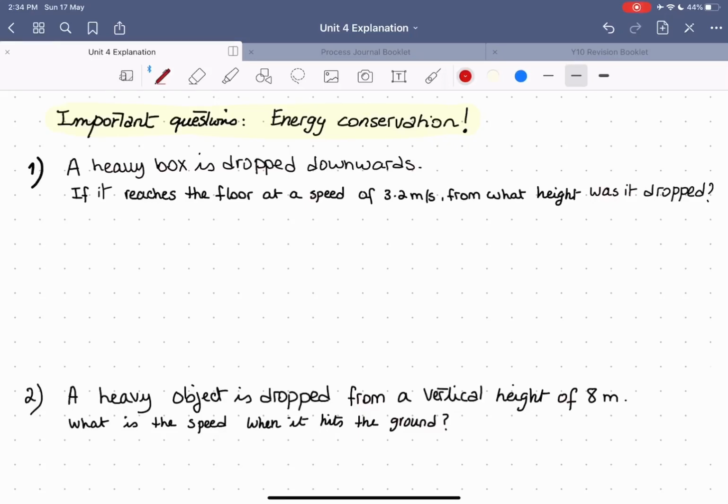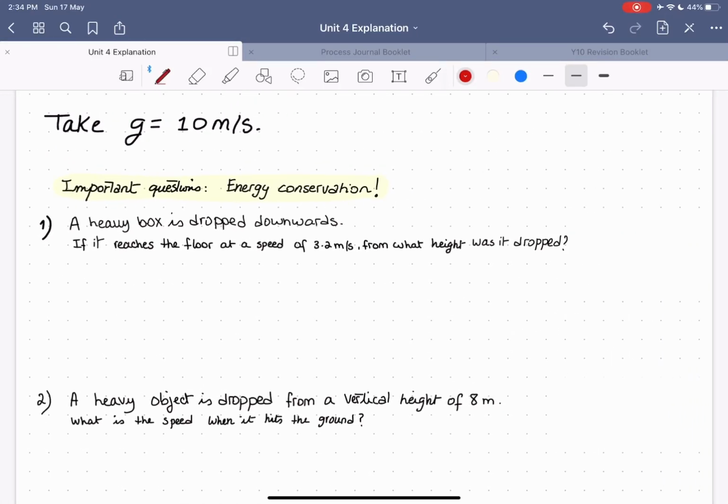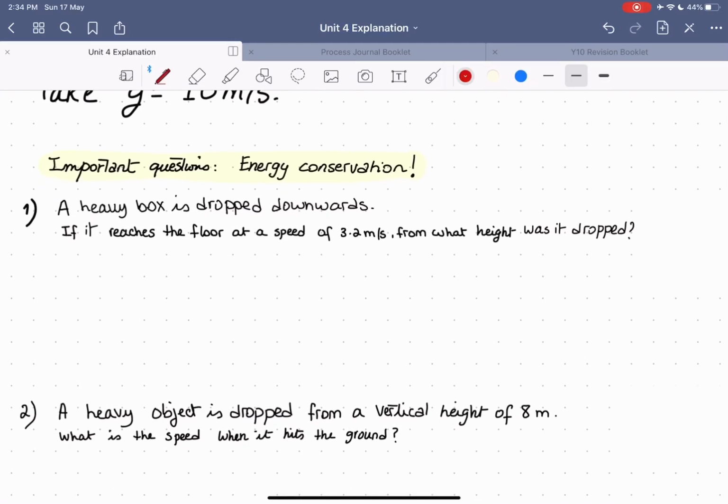Okay, so these are the extended important questions concerning energy conservation. We have a heavy box that is dropped downwards. If it reached the floor at a speed of 3.2 meters per second, then from what height was it dropped? I like to draw an illustration of the question that we have. So that's the box, and that's the ground, and this is the height that the box originally was dropped from.